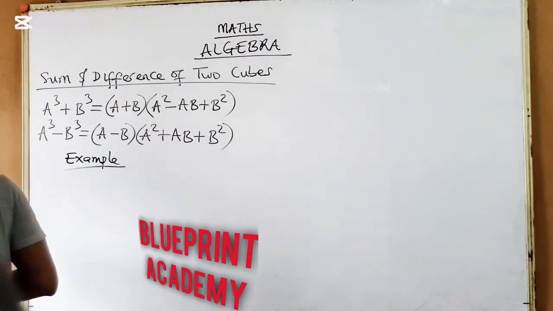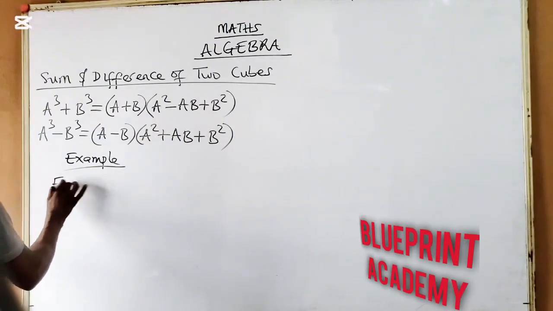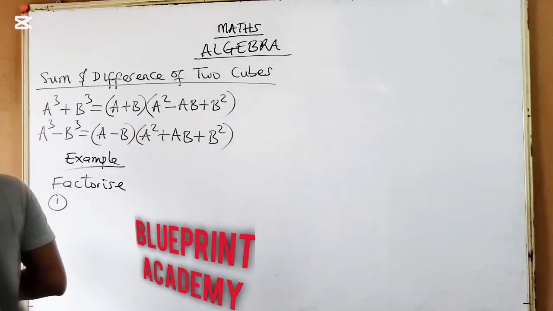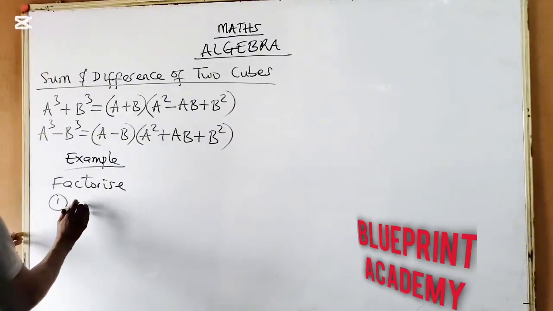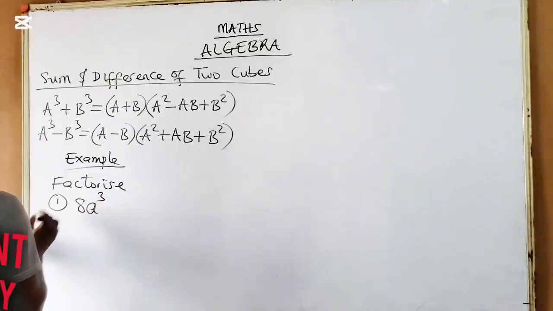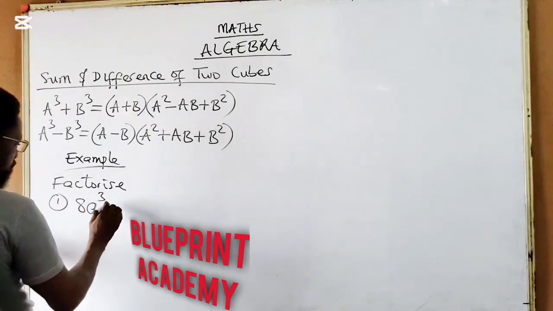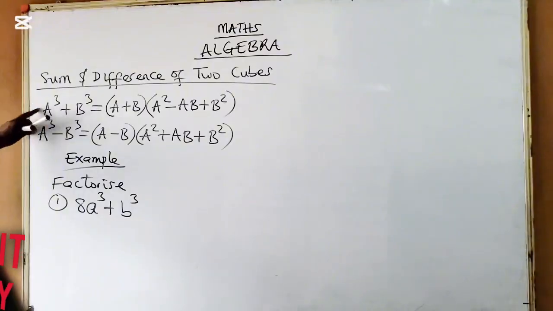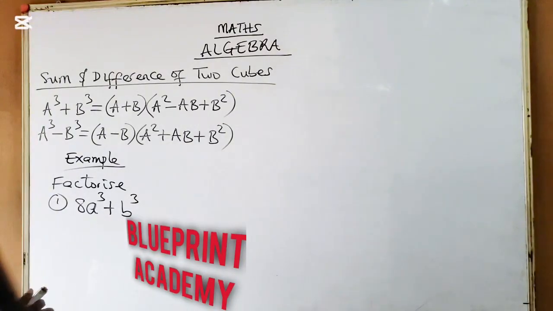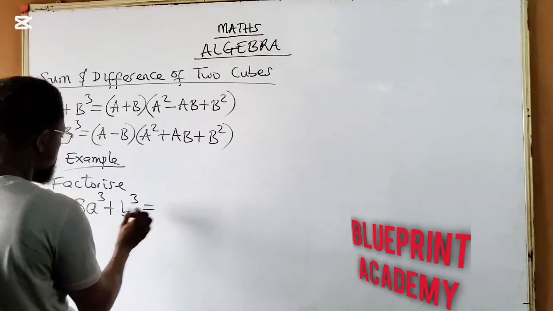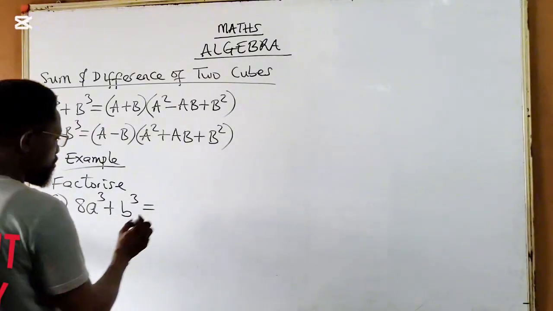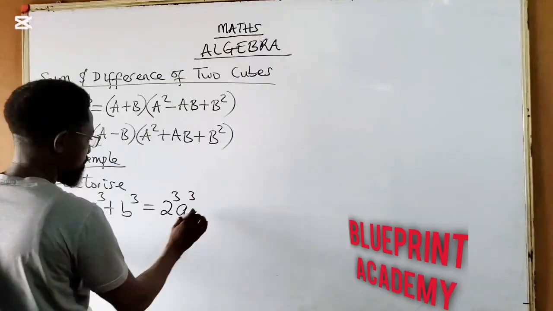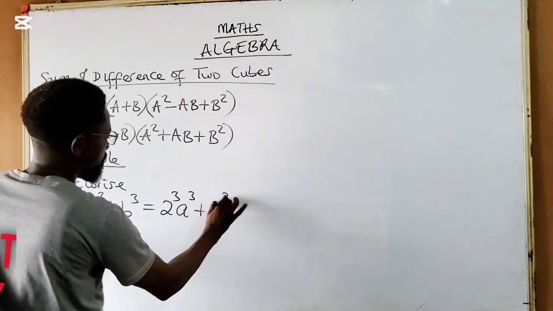Let's see an example. Suppose you're asked to factorize 8a to the power 3 plus b to the power 3. Now for this one, we'll make use of the first formula. So this is the same thing as writing 8 as 2 raised to the power 3, so we have 2 cubed a to the power 3 plus b to the power 3.